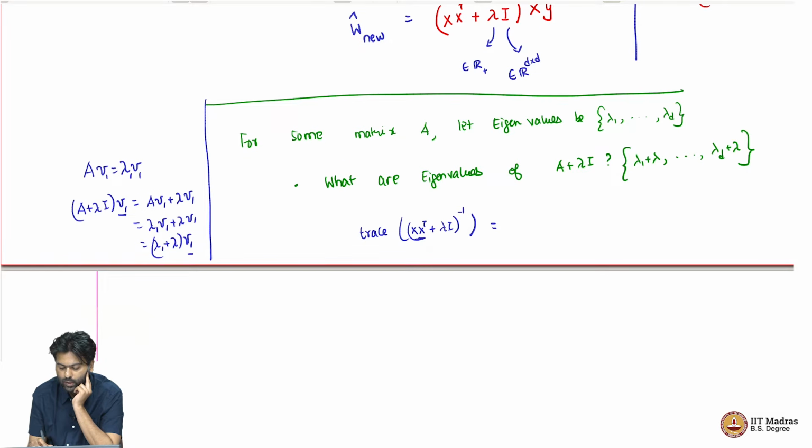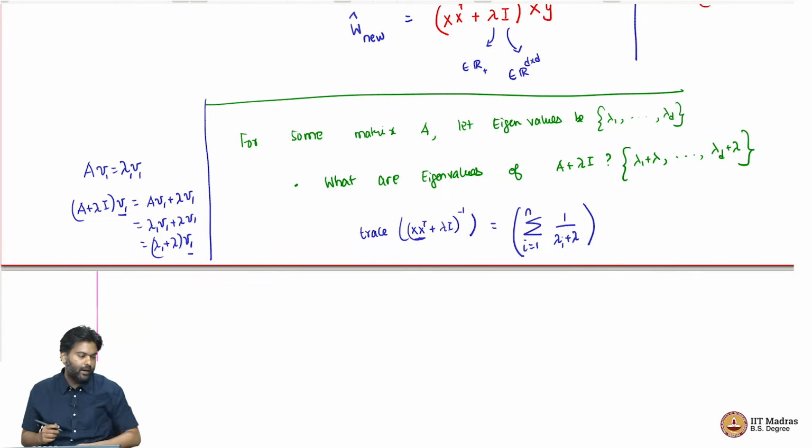Well, we have assumed that lambda 1 to lambda d are the eigenvalues of XX transpose. We know what the eigenvalues of XX transpose plus lambda I are: lambda gets added to each eigenvalue, which means the trace of the inverse would simply be the sum over i equals 1 to n of 1 by (lambda i plus lambda), right. So, this gets added.